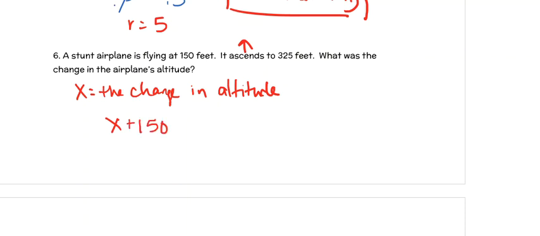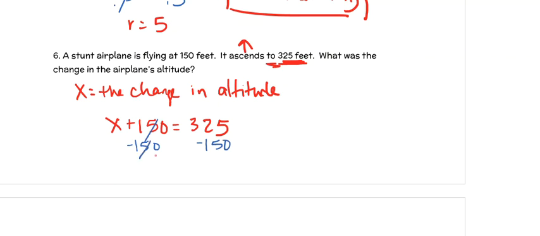So whatever the change in altitude is, however it goes, what it's saying is that it's going to go up. It's at 150 feet right now, and X is how much it's going to go up, the change in altitude. And the height that it reaches, it ascends to 325 feet. Notice how I'm talking this through too. I have to read through the problem to make sense of it. So now it's adding 150 to X. That means you're subtracting 150 from both sides.